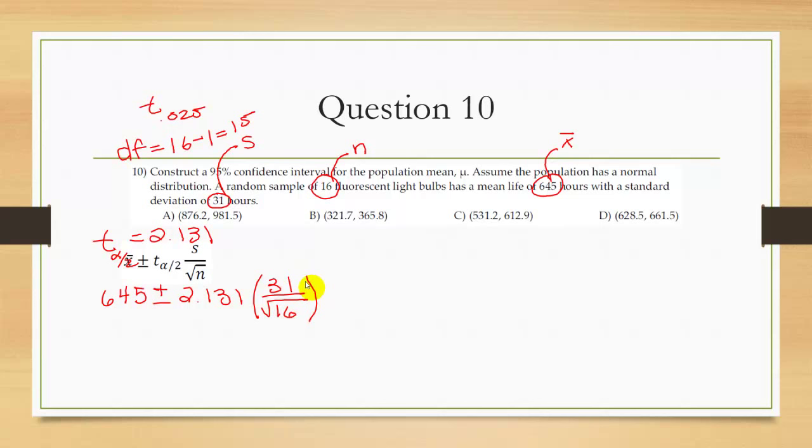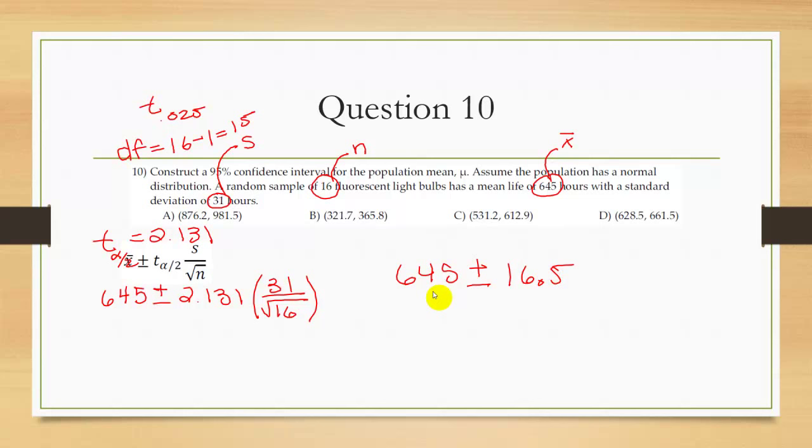All right, so I'm going to use my calculator here. So again, I do the margin of error first. So 2.131 times 31 divided by the square root of 16. That gives me 16.5. So I'm really doing 645 plus or minus 16.5.